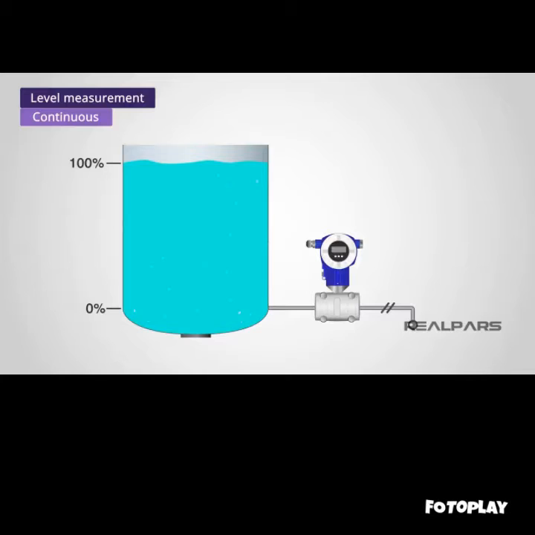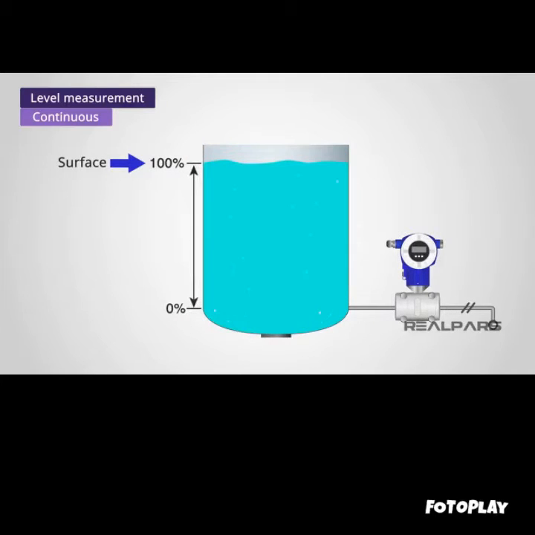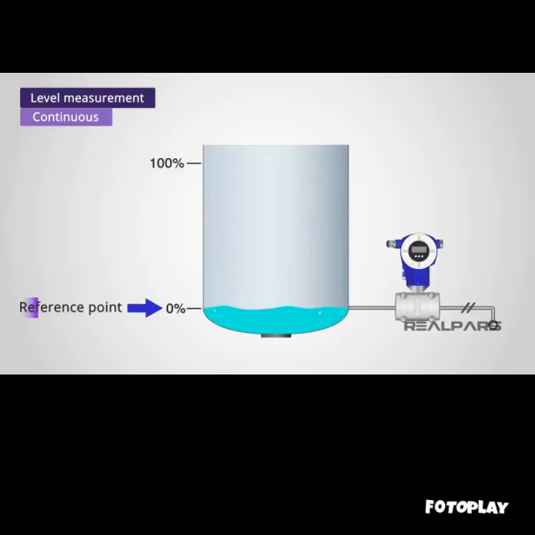Because we are interested in the height of a liquid in a vessel, we take vertical measurements from the surface to a fixed reference point. The reference point is usually near the bottom of the vessel. You might have noticed that the vessel reference or 0% point is not at the very bottom of the vessel. This is to make sure that the vessel is never completely drained.